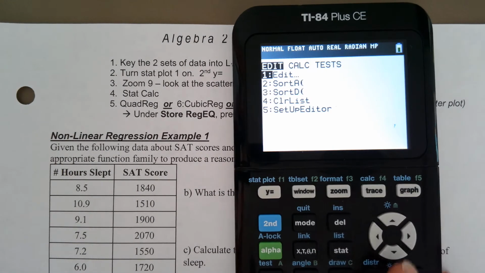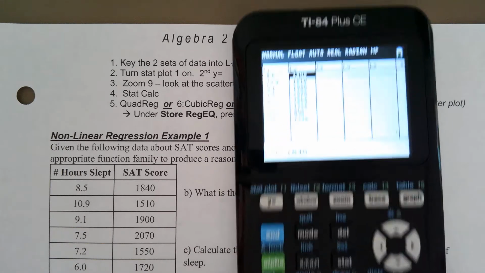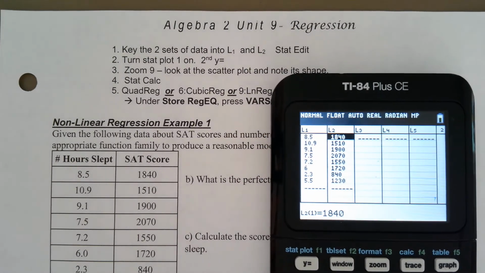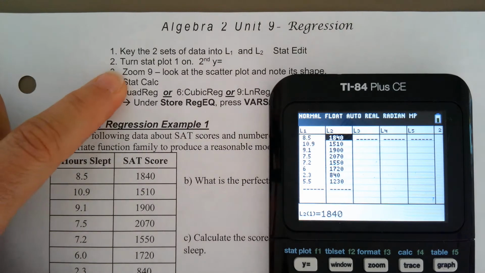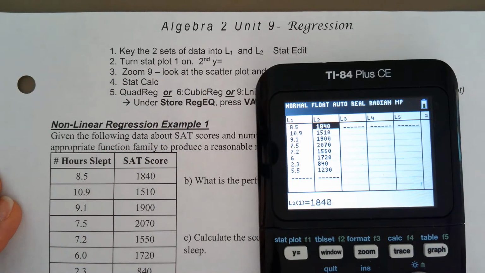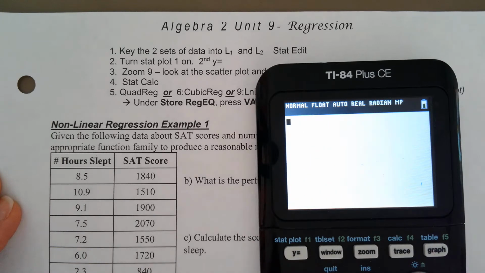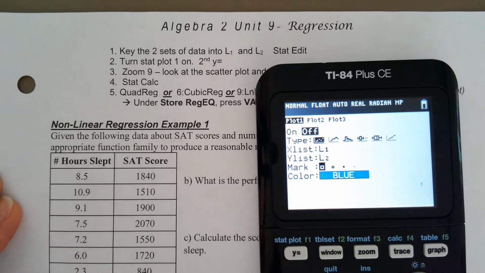So I press Stat, and then Edit is number 1. Now I already put the data in, so that it wouldn't take the time on the video to do that. You're more than welcome to pause the video and put the data in L1 and L2. We want to turn the stat plot 1 on by doing second y equals. So I'm coming back to the home screen, second y equals. It's off right now. I press enter and then enter again. It's now on.